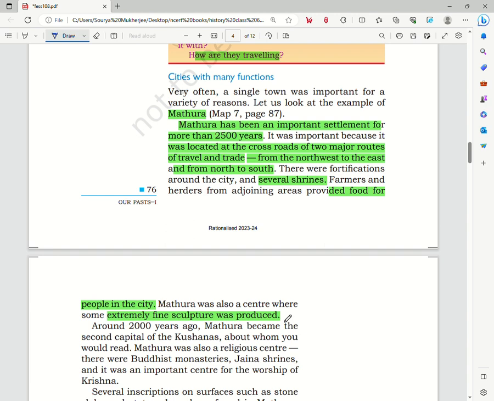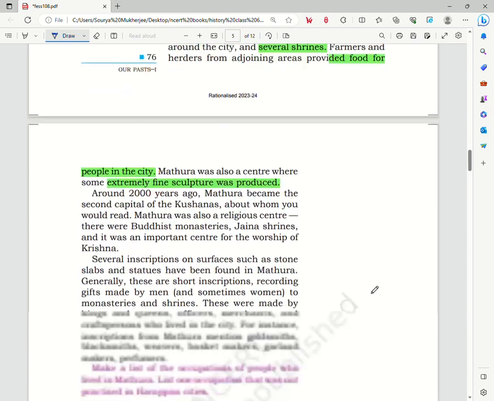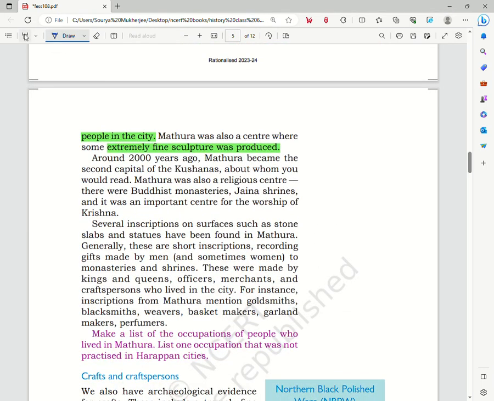It was also from the Mathura School of Architecture. So it is there in the museum. It is half broken. It belongs to the Mathura School of Architecture. That is the sculpture of King Kanishk. And then around 2000 years ago, Mathura became the second capital of the Kushanas, about whom you will read.